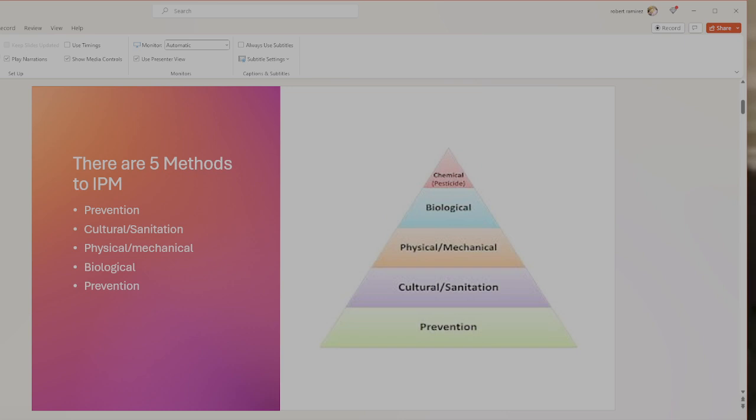I like to start at the bottom because that's where you should apply these methods. It starts off with prevention, and then cultural sanitation, physical, mechanical, biological, and then right up there at the top is chemical. It's the very last one we want to use, right?